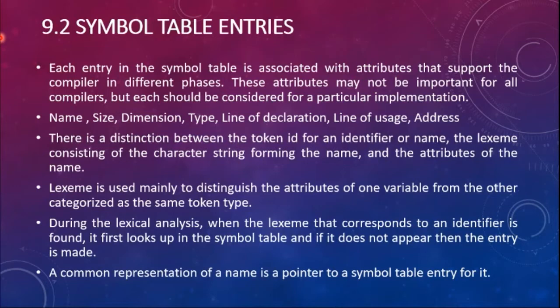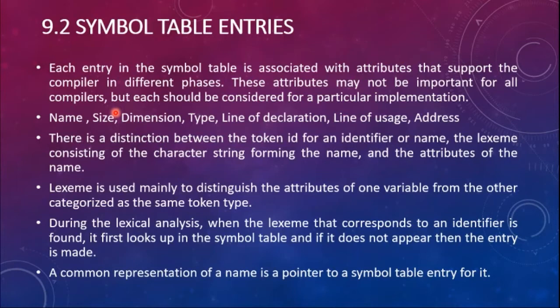Now we discuss the several symbol table entries, and what different types of entries can be used in symbol tables. Each entry in the symbol table is associated with some attributes. Such attributes are supported by the compilers, so compilers can be machine dependent, that means based on the machine or based on the language. So several attributes can be supported by the symbol table.